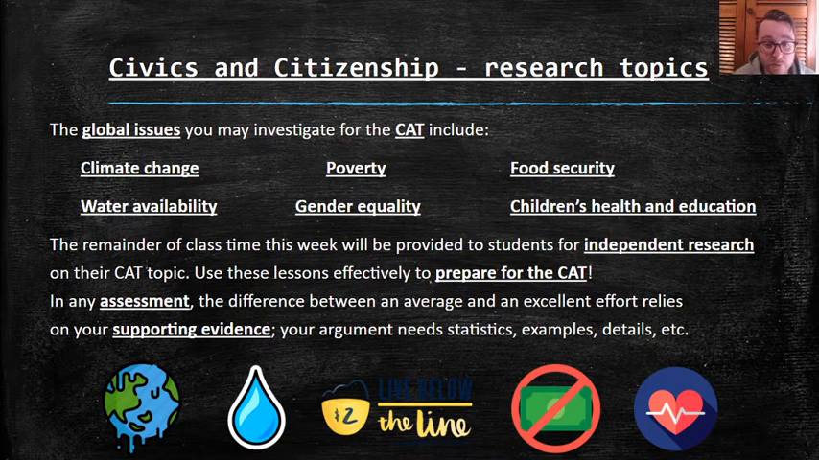In any assessment, the difference between an average and an excellent effort relies on your supporting evidence. Your arguments need statistics, examples, details, etc. A lot of people are capable of writing well, but they don't back up their arguments, they don't support their writing with statistics, with proof, with evidence, examples, etc. You really need to have a dedicated period of research before you write out an essay, a report, or a letter to Parliament. Parliament's not going to believe you. Prime Minister's going to say, why should I bother changing? You haven't really proven anything. So you need to include some numbers, some examples to support your topic.